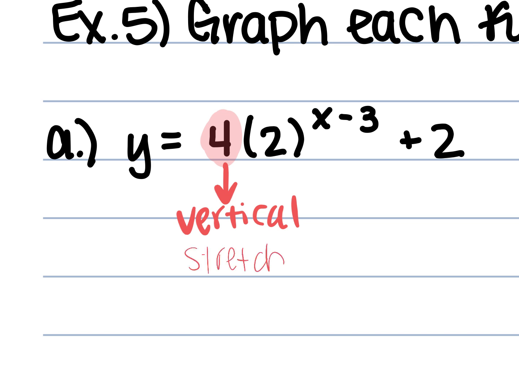How do you remember? Because it's larger than 1, you stretch by multiplying by 4. If you need to put a note to yourself, 4 is bigger than 1, therefore it's a stretch. Now, does the 2 contribute to your transformations? No, because it's part of the base. So then we move on to the x minus 3.